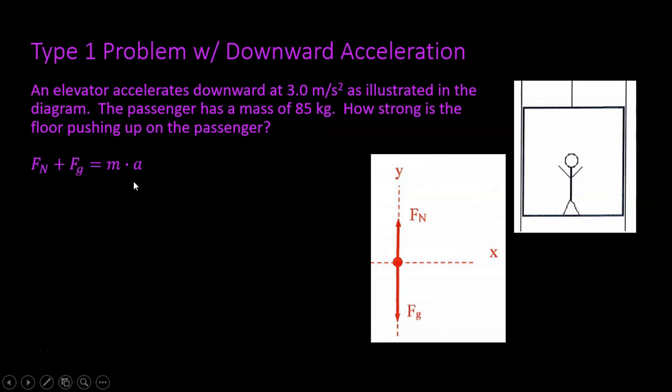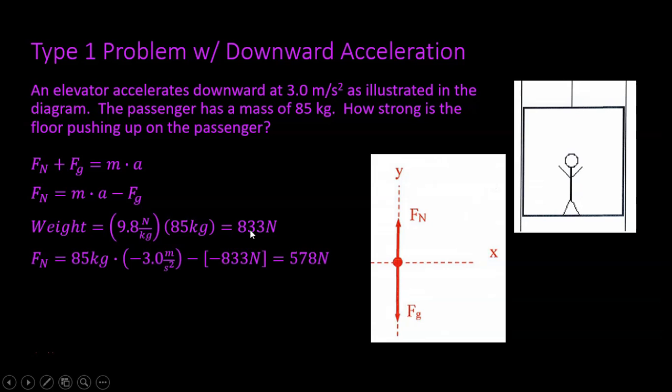We use our basic formula for Newton's second law. We rearrange it to solve for the normal force. We find the weight. Notice in these problems the weight is always the same, and so the force of gravity doesn't change. It's negative 833 newtons. However, our acceleration now is negative 3 meters per second squared, and the mass remains 85 kilograms. When we crunch this in our calculator, we find out that the normal force is 578 newtons. So when the elevator is accelerating downward, the normal force is less than the force of gravity.